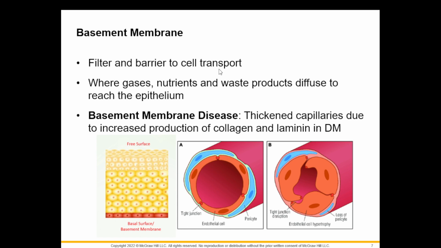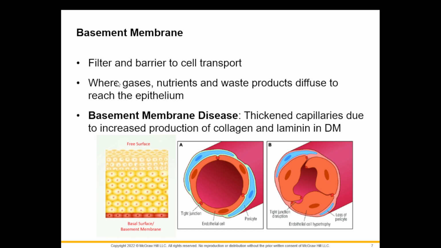So remember, there are no blood vessels in your epithelial tissues. So they have to rely on the diffusion of substances. Now, in order to control those substances that will be diffused, the basement membrane acts as a filter and barrier to make sure that only gases, nutrients pass through and waste products are removed from the epithelium.